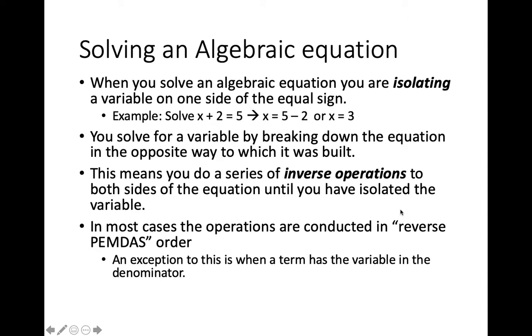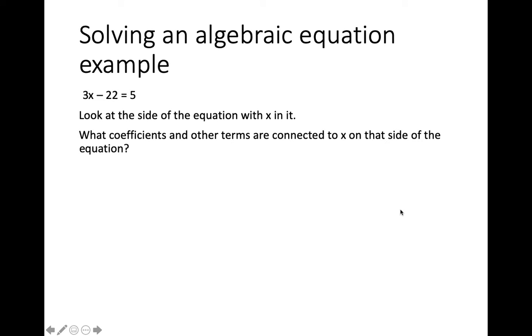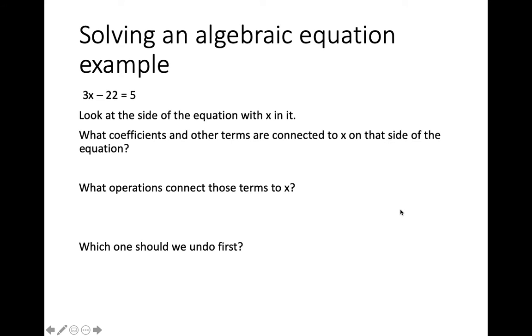The best way to look at this is to look at an example. So here's an example, 3x minus 22 equals 5. Look at the side of the equation with the x in it. Remember, this is a simple example where there's only one variable, and the variable only appears on one side. We will look at other more complex examples in future videos, but let's start with this one. So looking at this side, what coefficients and other terms are connected to the x on that side of the equation? Once we know that, what operations connect those terms to x? And which operations should we undo first?